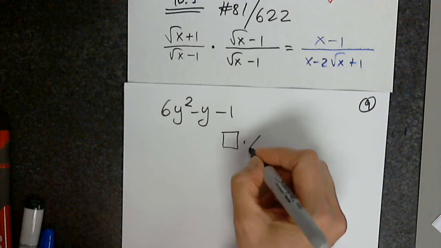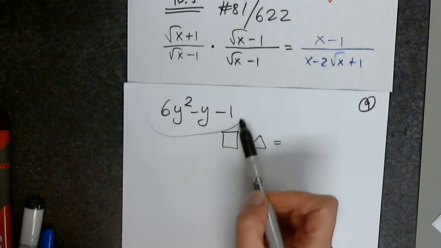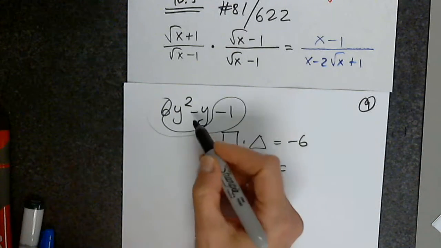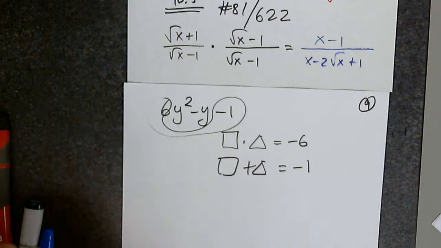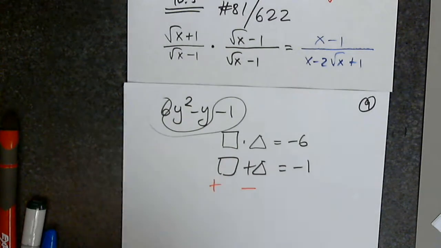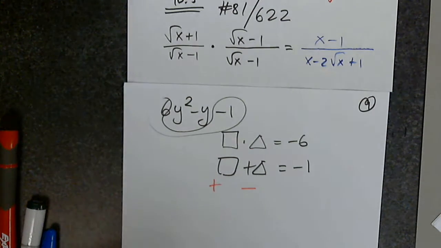So I'm asking myself, are there numbers whose product is this, which is negative 6? The sum never changes. In this case, it's negative 1. So are there two numbers whose product is negative 6 and whose sum is negative 1? Since the product is negative, the numbers have to have opposite signs. Otherwise, I will never get a product that is negative. So I need two numbers, one positive and one negative, such that when I multiply them, I get negative 6, and when I add them, I get negative 1.